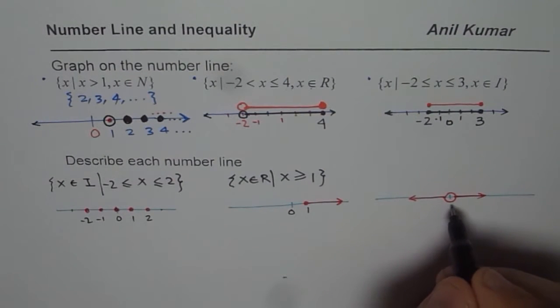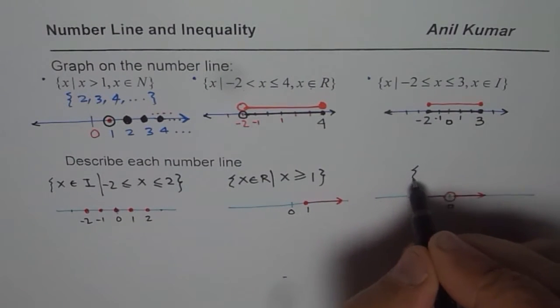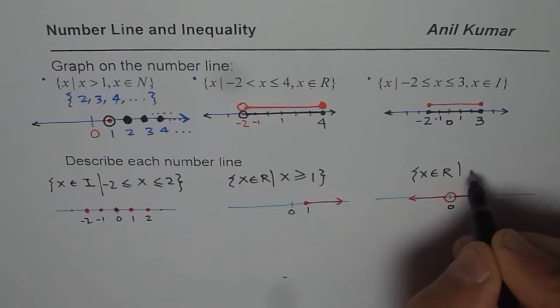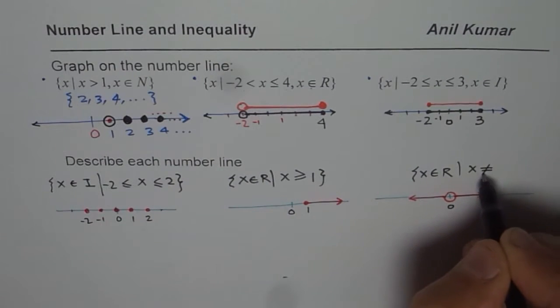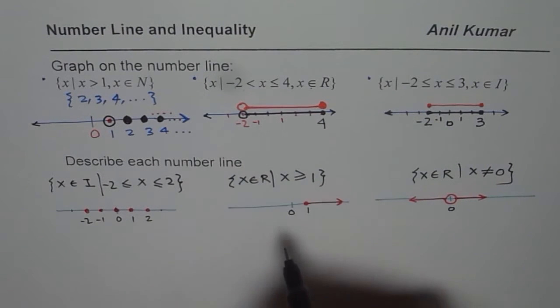Here in this particular case, let's say this is 0 and 0 is not included. So we say x belongs to real numbers since we have a continuous line, but x is not equal to 0. So that is how you can represent this particular situation in the form of a number line and as an inequality. I hope that helps you to understand how both things are related.